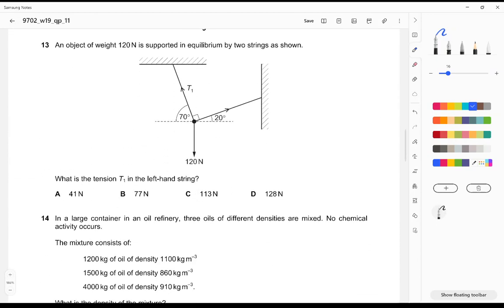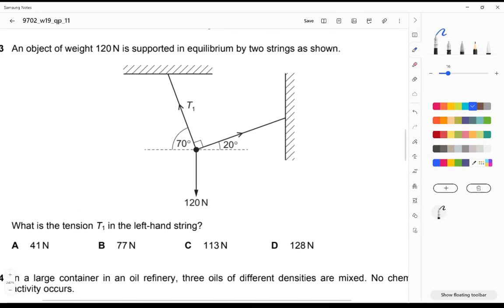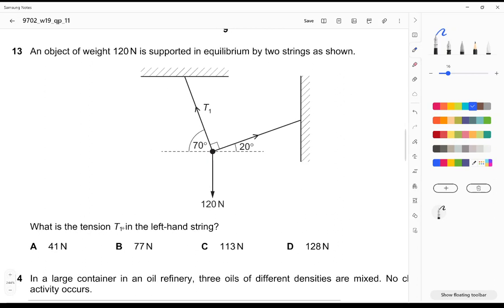Okay, an object of weight 120 Newton. I'm just going to pause for a bit and work this out later. So I'm back with this question. An object of weight 120 Newton is supported in equilibrium by two strings as shown. Okay, so we happen to have this diagram over here. What is the tension T1 in the left-hand string?